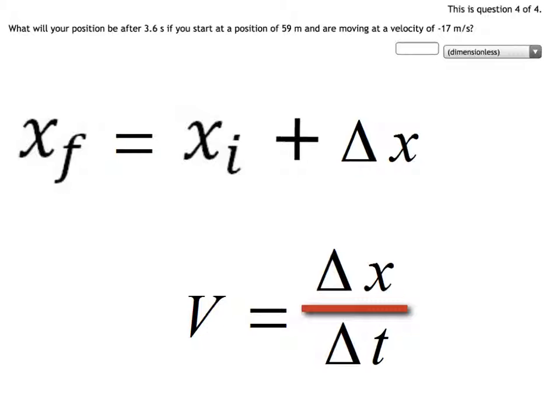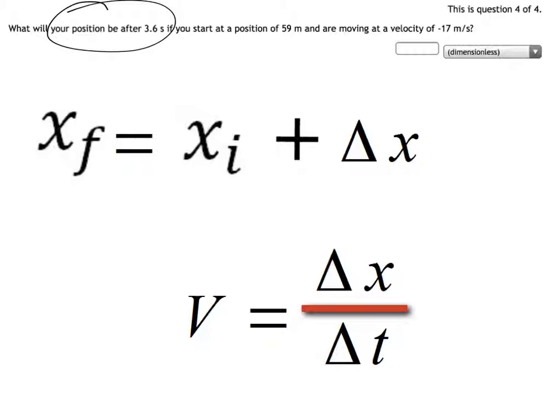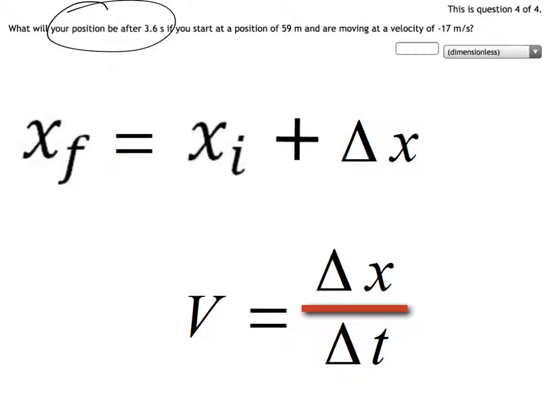Okay, in this problem, they're not asking us for a change in position, they're asking us for a final position. So we want to know after 3.6 seconds, where are you going to be? So we need to look at this formula. It looks fancy, but here's all it means. Where you're going to end up is where you started plus however much your position changed, your change in position. So if we can figure out that change in position, we should be able to just add it straight to that 59 up there. Okay, so here we go.